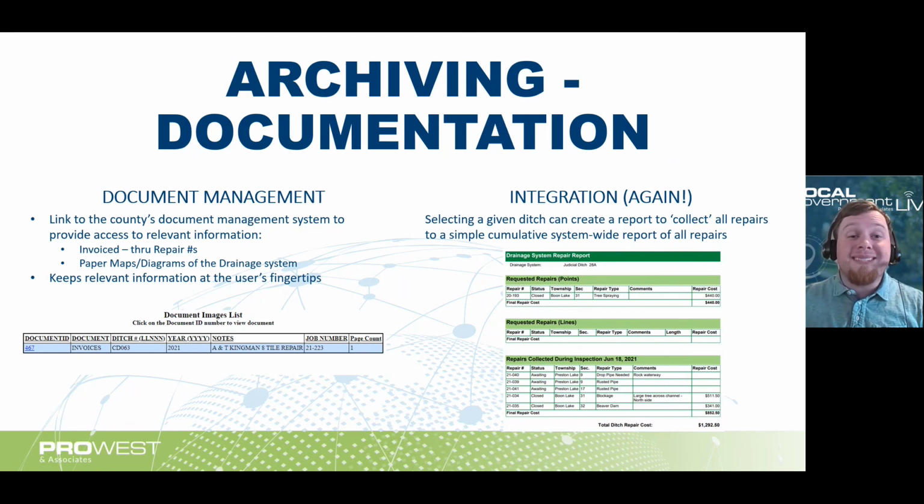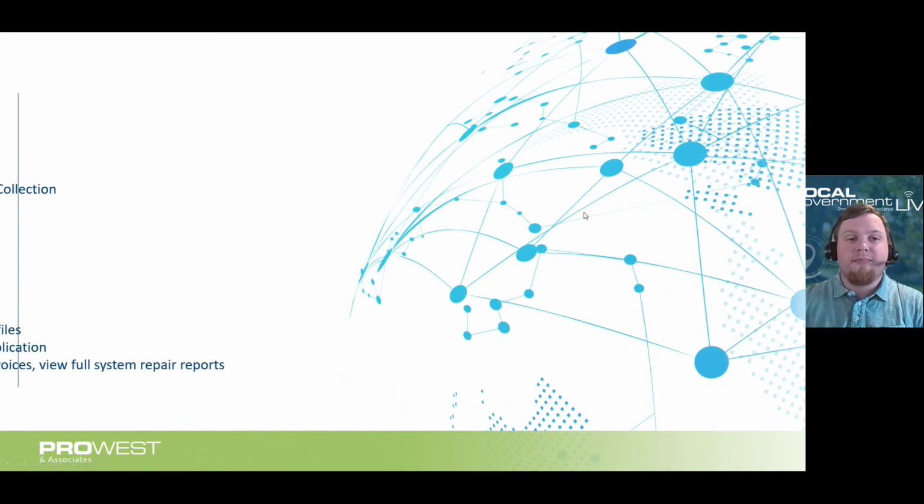And then the other integration is yet another report similar to the inspection reports, but this time we're doing it system wide. So an entire drainage system is being brought together into one report. Anything collected during an inspection or anything added via the web application tool is brought into one cumulative centralized report to list out and show all that's happening on a given system. These are great summary documents that can be referred to by county staff or county commissioners.